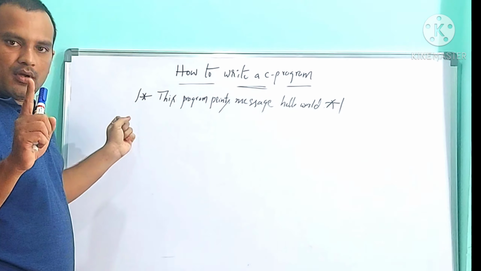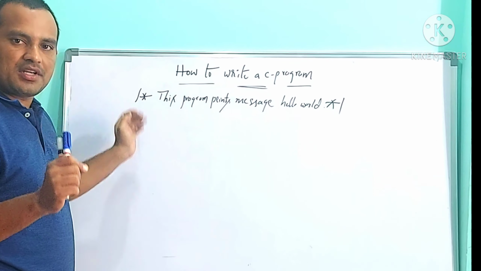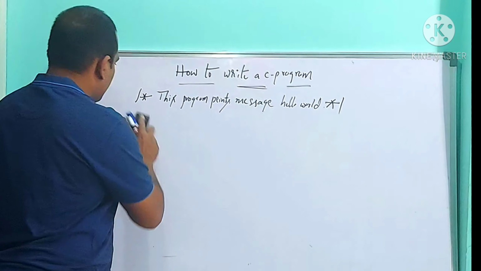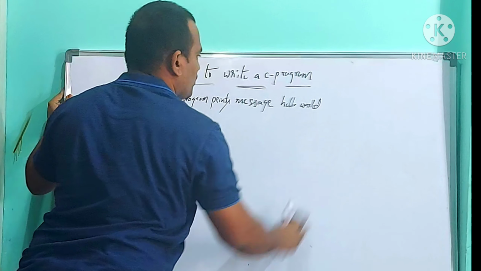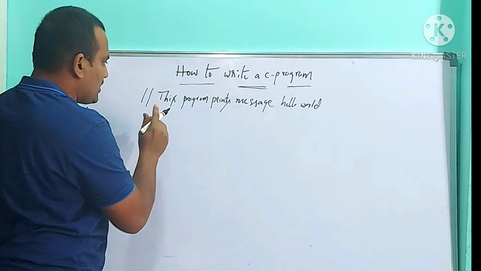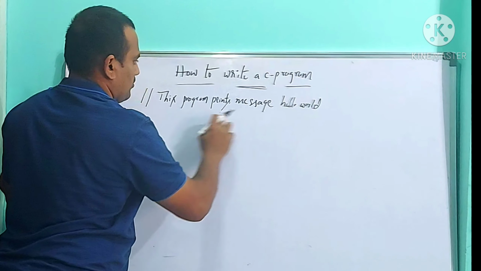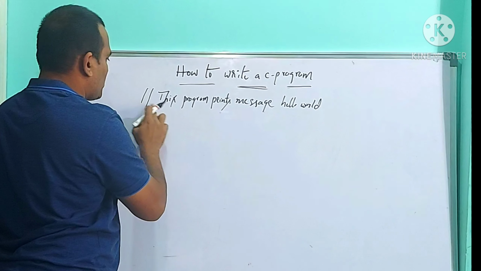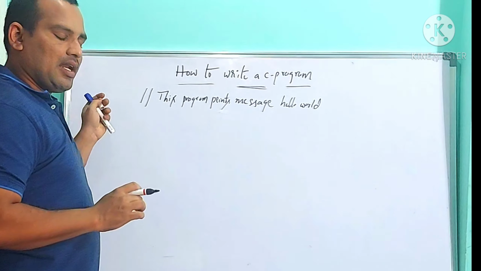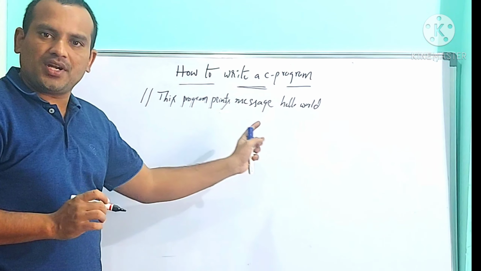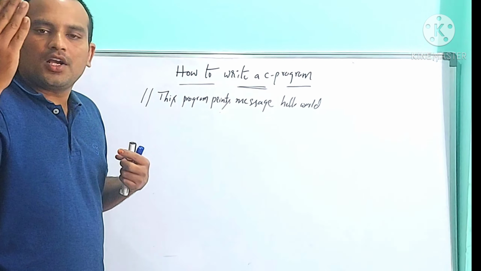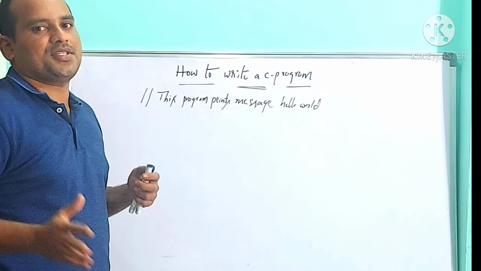But remember, if you use a single line comment with double slash, the meaning is the entire line. When the compiler reads the double slash, the entire line is treated as documentation. Documentation is only for human purposes, not for the computer, so the compiler does not interpret it.